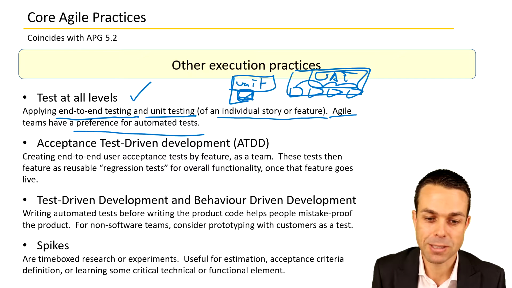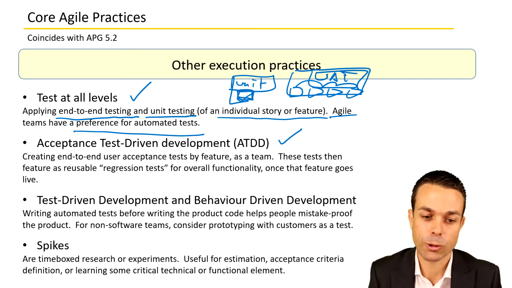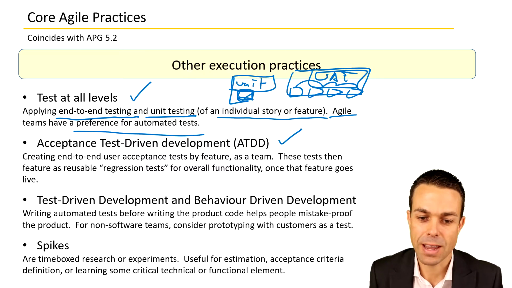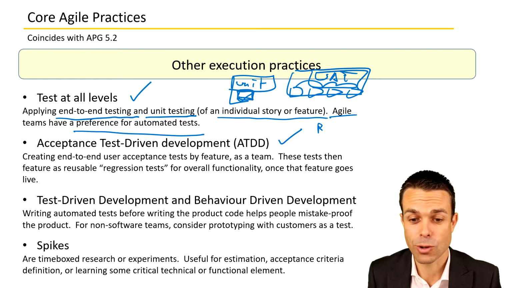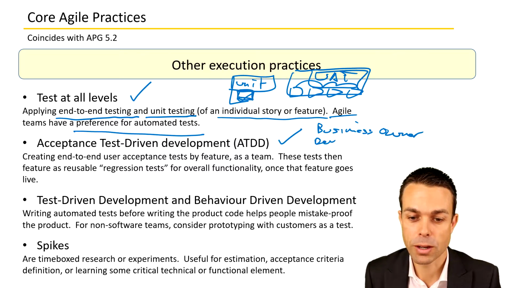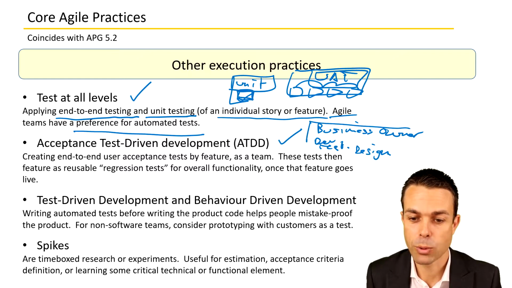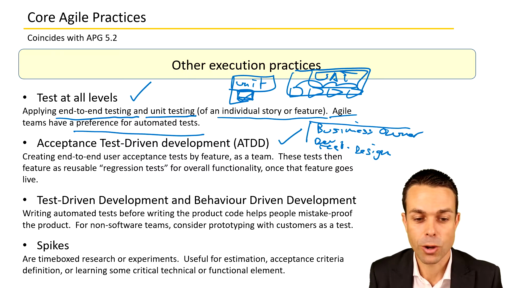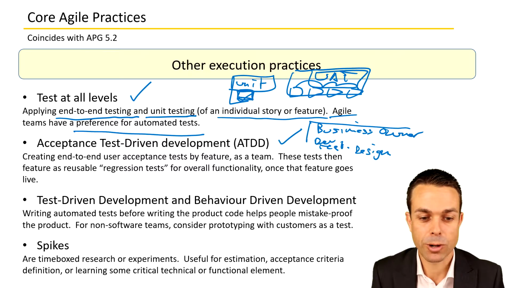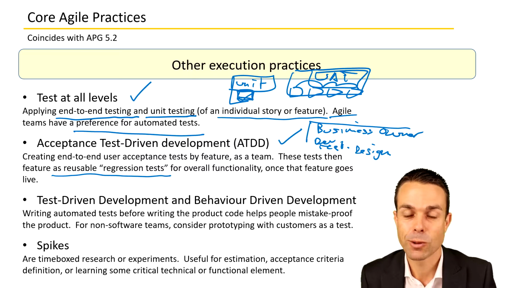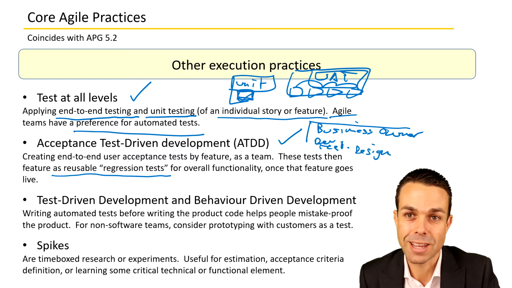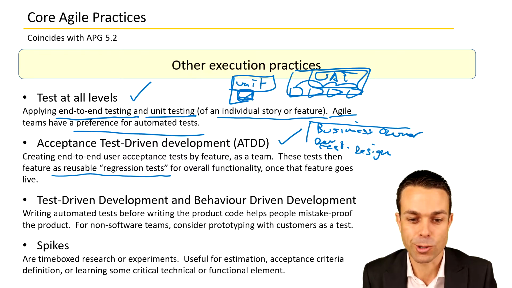We also have acceptance test-driven development, which is where we're creating end-to-end user acceptance tests by feature as a team. That means everyone gets together, so we've got the business owner, for example. This is the whole team approach. We've got the business owner, the developer, and the tester, and they all have an input into the acceptance criteria so that we know what the definition of done for that particular feature is. So then we're creating these reusable regression tests. Once that goes in at the end of the sprint or iteration, we can reuse those tests and make sure that nothing is broken in the future as well.